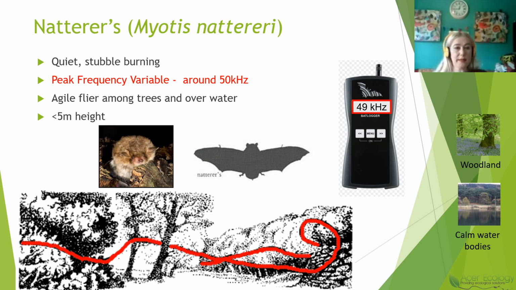So Natterer's bats, as you remember, are the bat that emerges the latest out of all the bats. They will be roosting in the highest position of the building, in the darkest position of the building. It's going to be very difficult to survey them, so it's quite a skill, but it's not impossible. It can be done. And they have a very quick repetition rate, just like the Daubenton's bat. So I'm going to play that to you now.